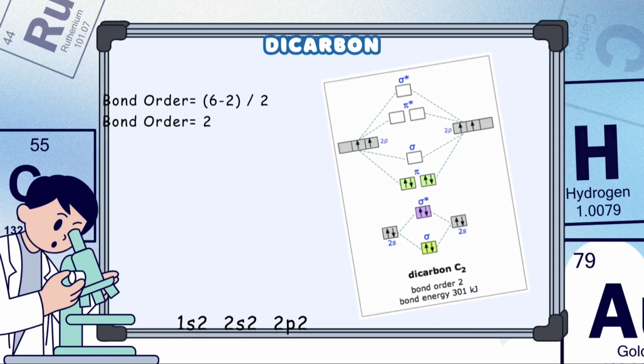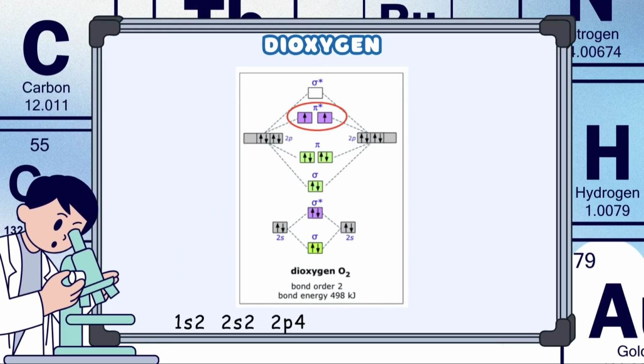Next, the substance is dioxygen. We can see here that in dioxygen there are two electrons that are unpaired. Which means that dioxygen is a paramagnetic substance, which basically means that it has unpaired electrons.